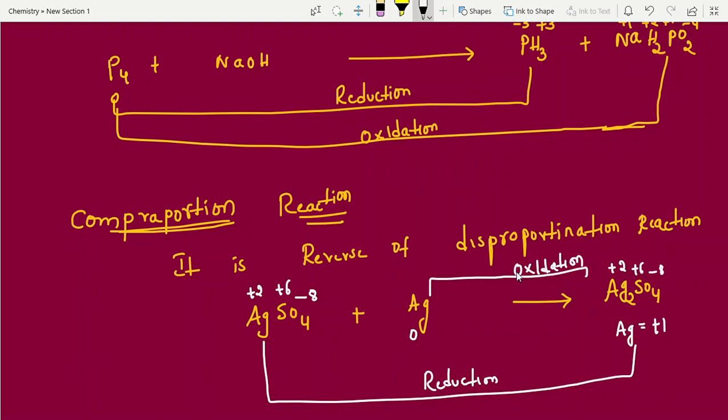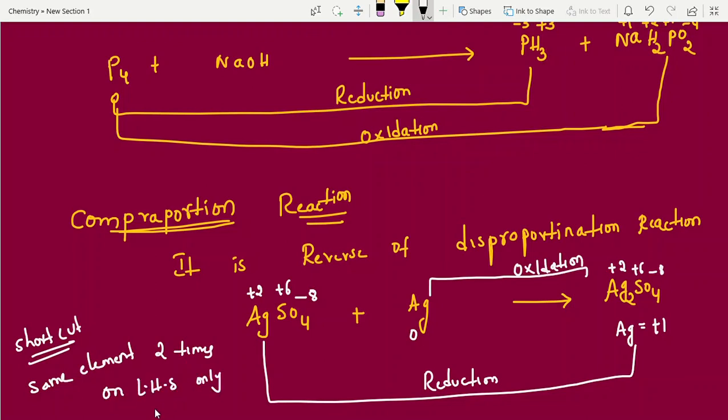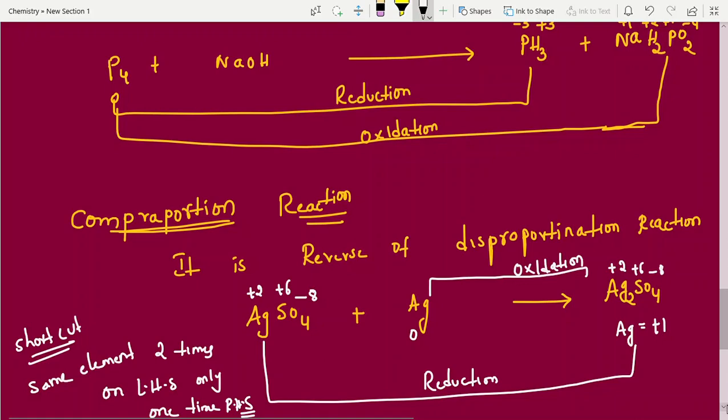It is also a redox reaction, no doubt, but it is the reverse of disproportionation. See here, two elements. What is the shortcut we have to remember here? Same element two times on the LHS, only one time on the RHS, right hand side. That's it. This is definitely an example of comproportionation. Disproportionation, comproportionation. Clear? Completed?